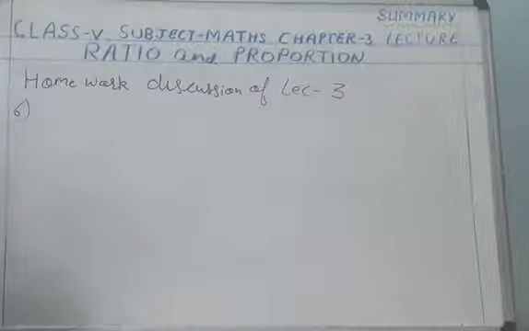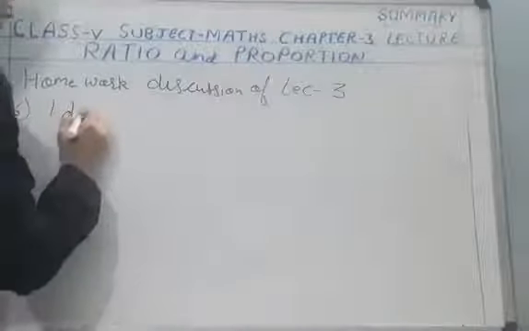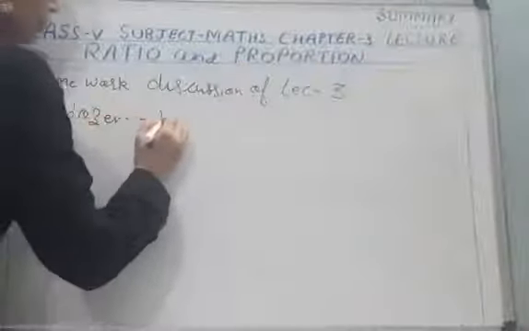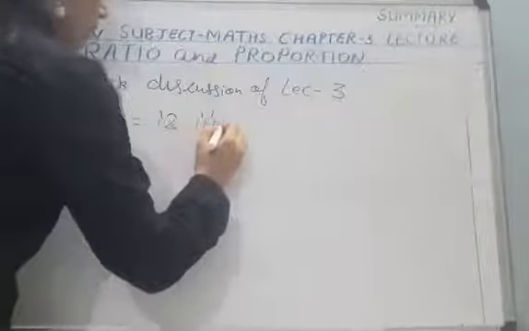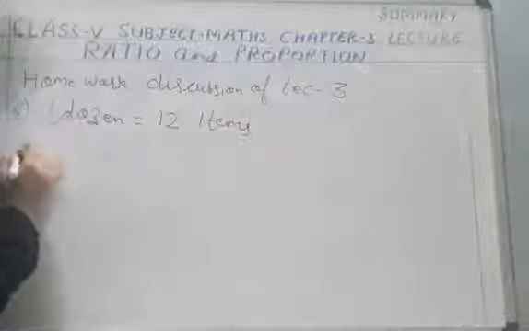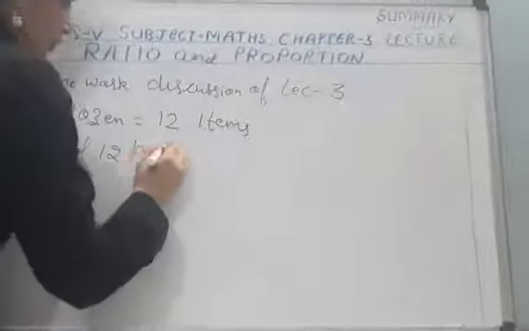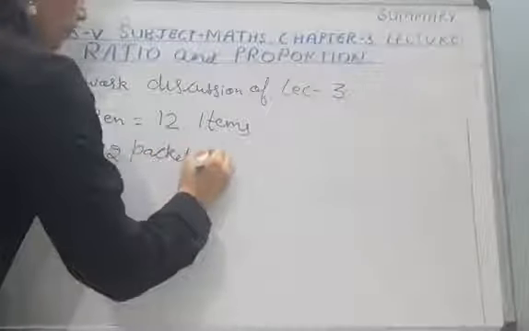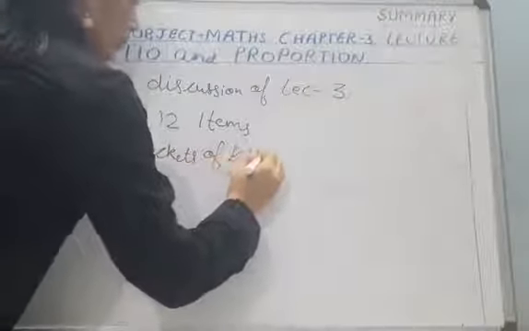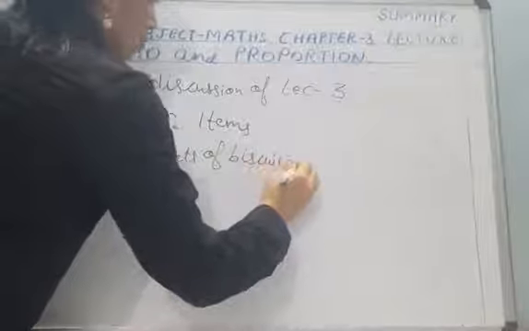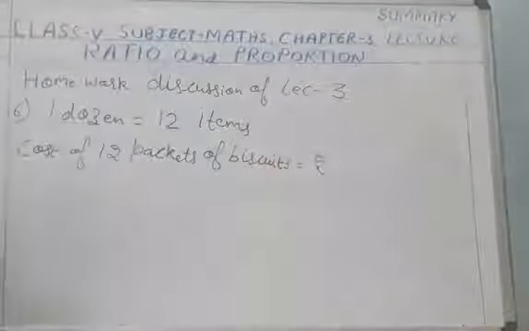Next question is question number 6. The cost of a dozen biscuit packets is rupees 120. Find the cost of 19 such packets. One dozen has 12 items, or we can say 12 things. So cost of 12 packets of biscuits is equal to rupees 120.